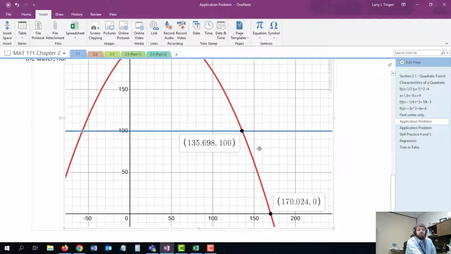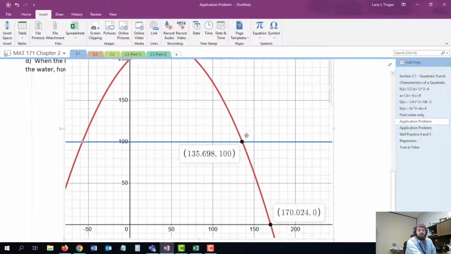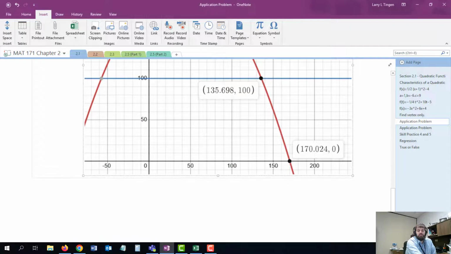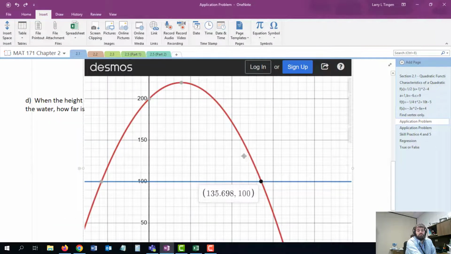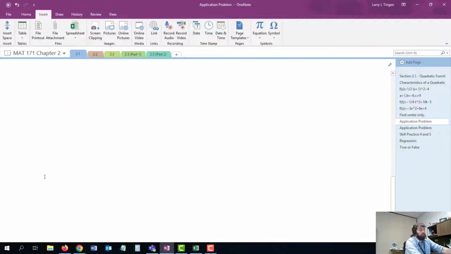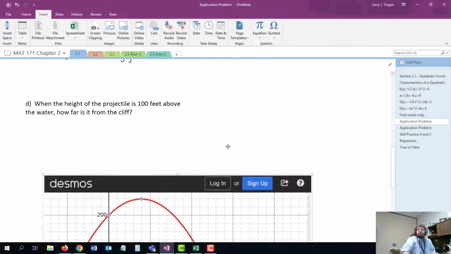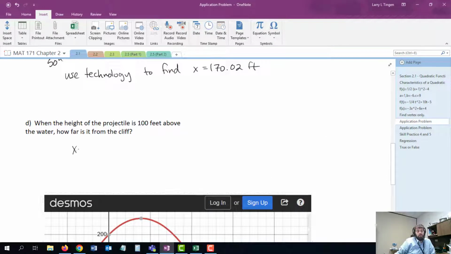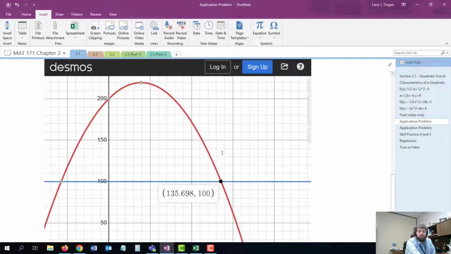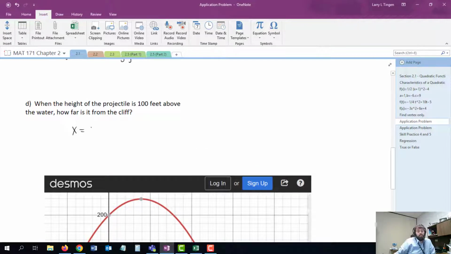Okay. So again, these could be done by hand, but that is really not something I think is worth your time. Okay. And what did we say? When am I 100 feet above the water? At 135.698, which goes to 135.70 feet.